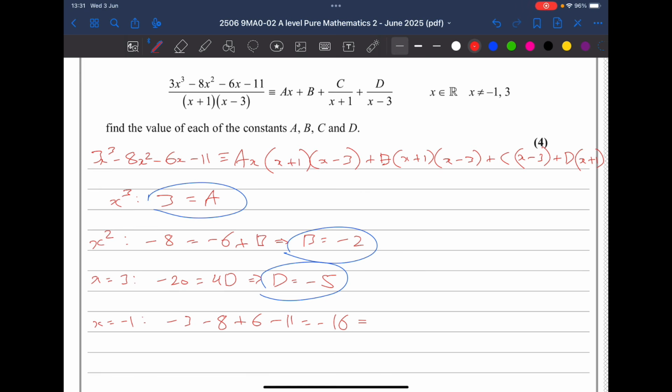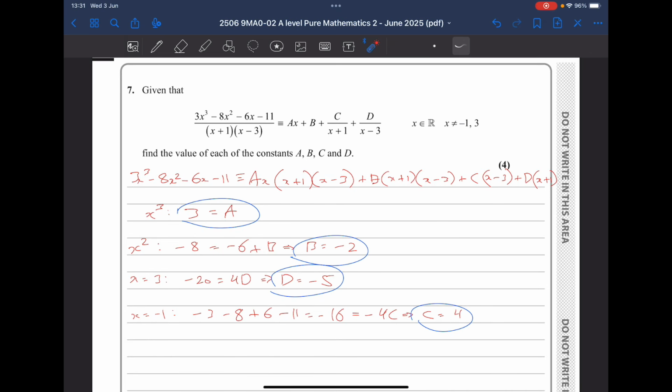And on the right hand side, we put in a minus 1. That's gone, that's gone, that's gone. We've only got this. So that's minus 4 lots of c. So c is going to be equal to 4. So that all seems right. The numbers are not quite nice. We haven't got any horrible fractions flying around. Everything seems pretty good. So a is 3, b is minus 2, c is 4, and d is minus 5. Yep, all looks good to me.